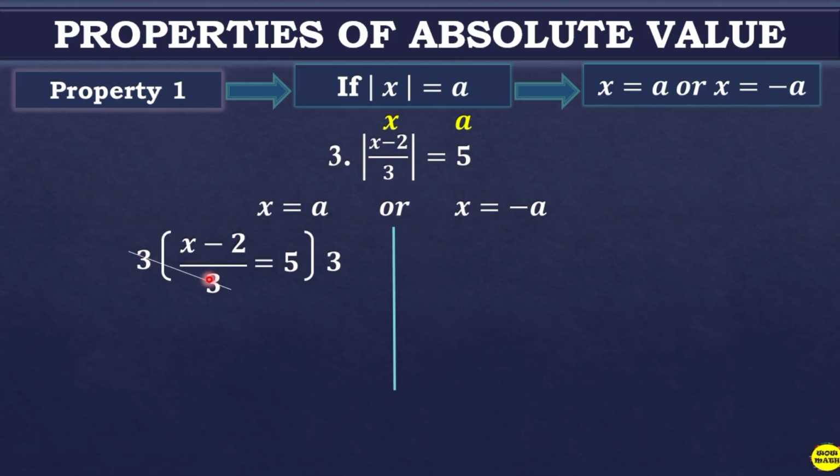Okay, so ano na lang po ang maiiwan? Okay, so x minus 2 na lang. And then dito, 5 times 3. I-multiply natin siya ha. So, 5 times 3, that is 15. Ito, minultiply din natin yan. Diba? This will become 1 na. So, 1 times x minus 2, x minus 2.